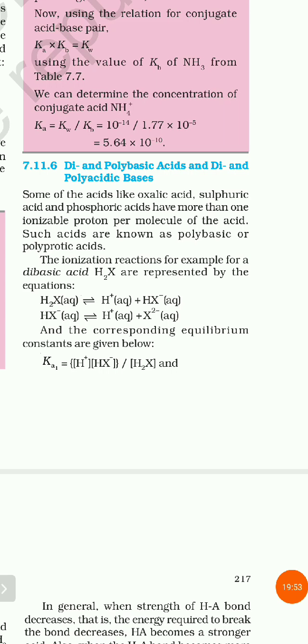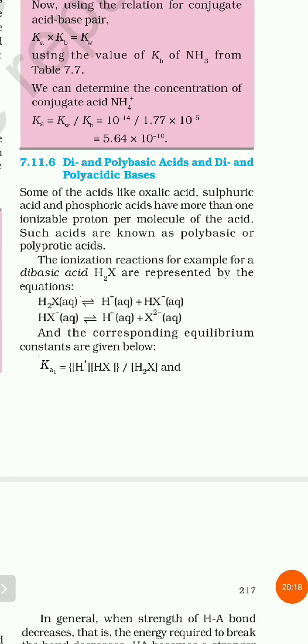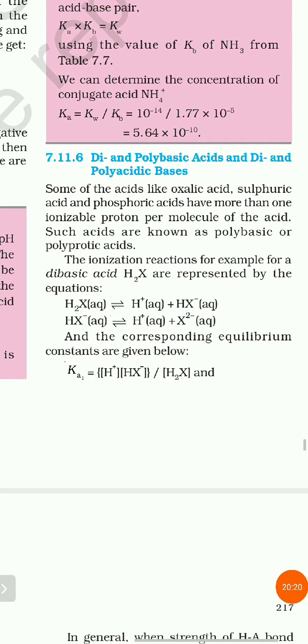Two or more basic acids means that two or more bases are also present in that acid. Some acids also show some basic nature. Di- and polyacidic bases: some of the bases have two or more protons present. So this is the meaning of di- and polybasic acids and di- and polyacidic bases.